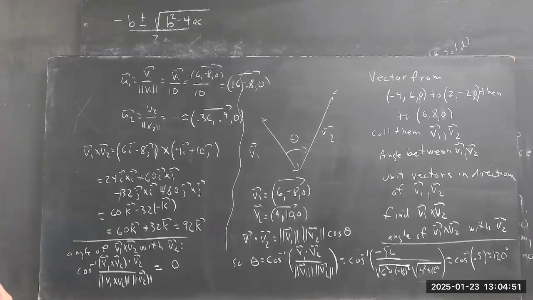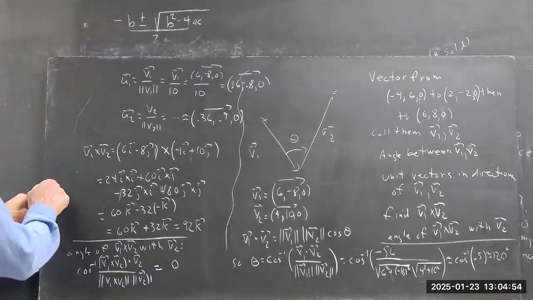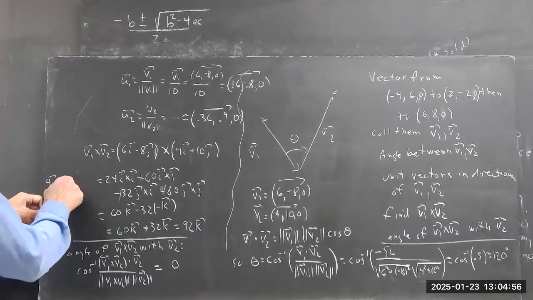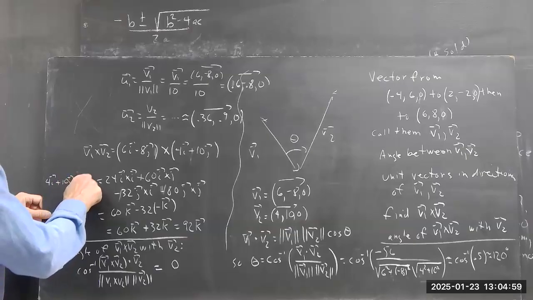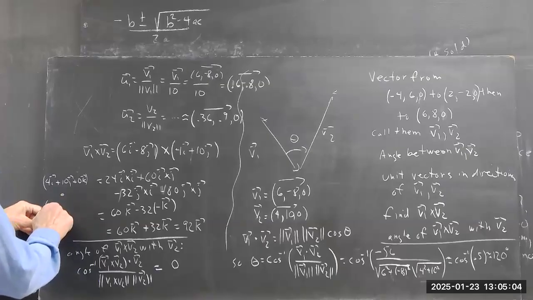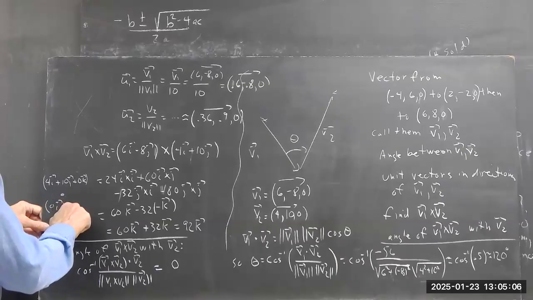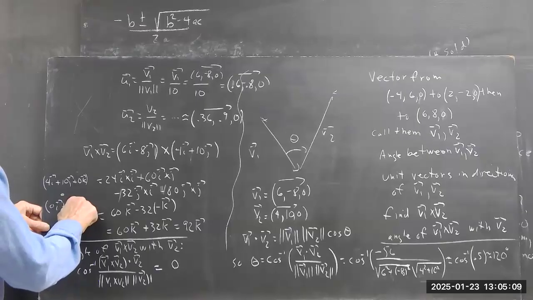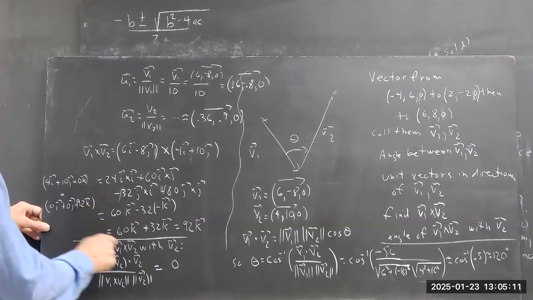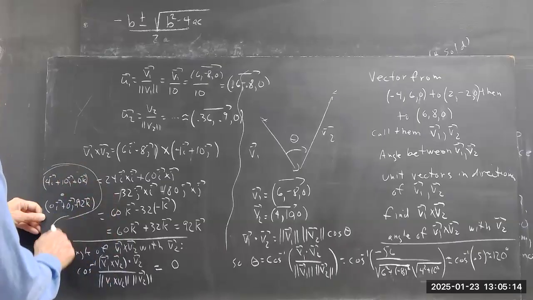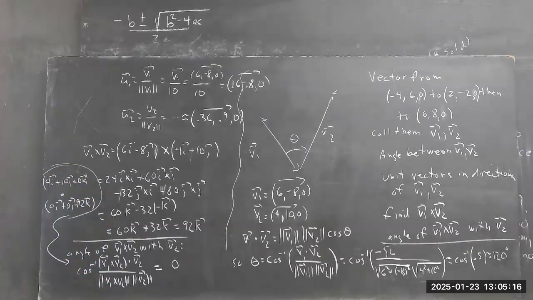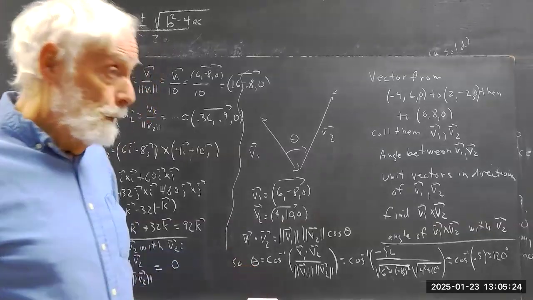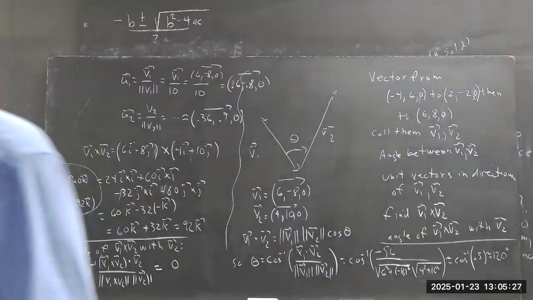Matter of fact, I'll even go so far as to say we're doing 4i plus 10j plus 0k dotted with 0i plus 0j plus 92k. That gives you 0 times 4, 0 times 10, 92 times 0. All zeros. Okay. Ponder that if it wasn't obvious to you.